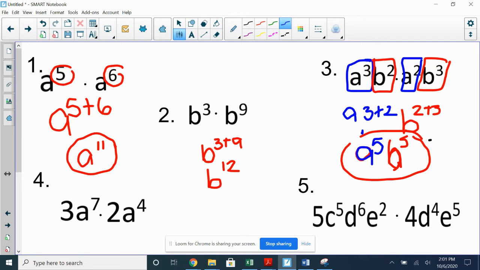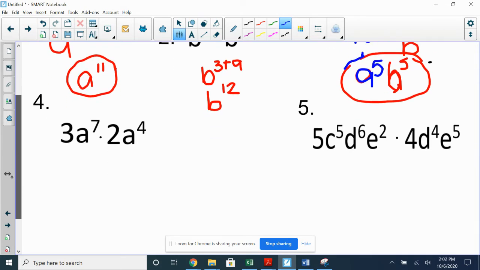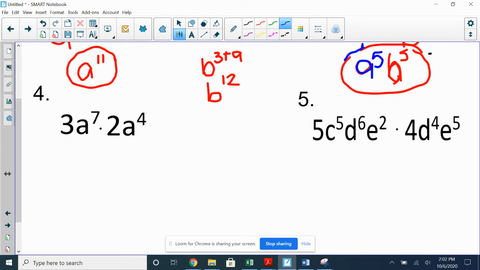So just in case, so we're all clear, that's A to the 3 plus 2 and B to the 3 plus 2, giving me A to the 5, B to the 5, because we can only combine them if they are the same. Well, so let's look at this next one.